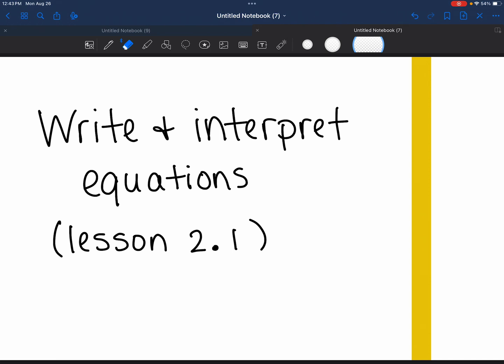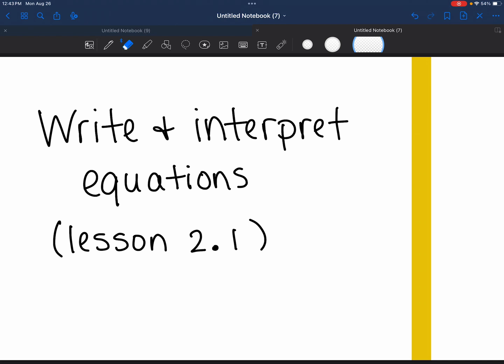Okay, today we're going to start chapter 2. We're going to talk specifically about how to write and interpret equations. Now, last chapter we didn't write equations or interpret, we just talked about expressions. So what's the main difference between an expression and an equation? Equal sign. Equations have an equal sign.